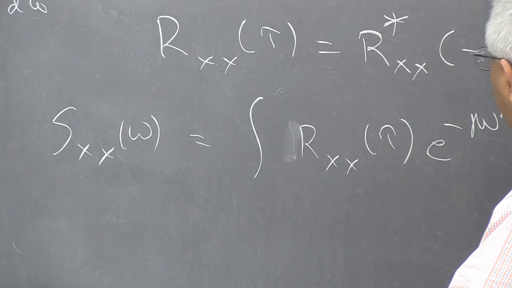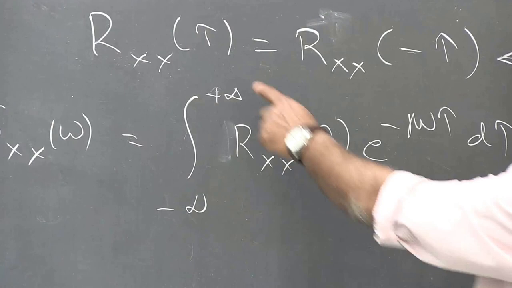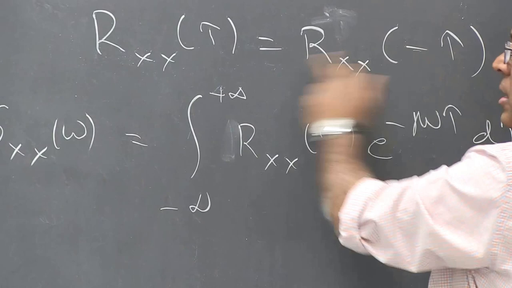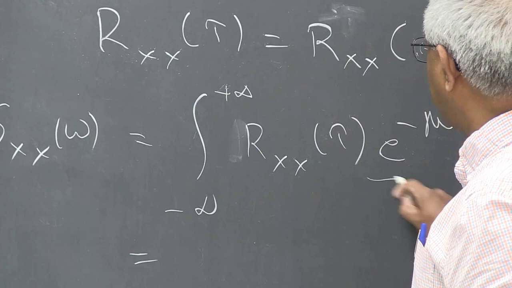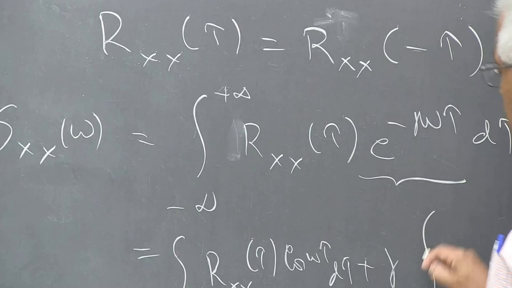Now look here. Suppose the process is real, X of t is real. Then this is true for X of t. Then what happens to this expression? Anyone? This is always true, right? So if you are considering a real process, Rxx satisfies this. So this has two terms. I can write this as the integral of Rxx tau cos omega tau d tau, plus j times the integral of Rxx tau sin omega tau d tau.